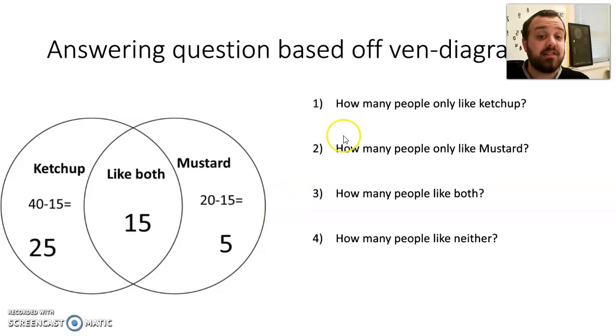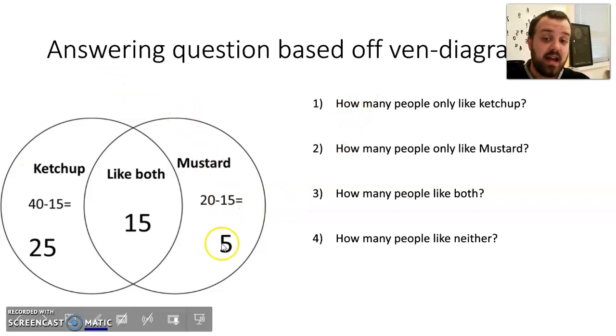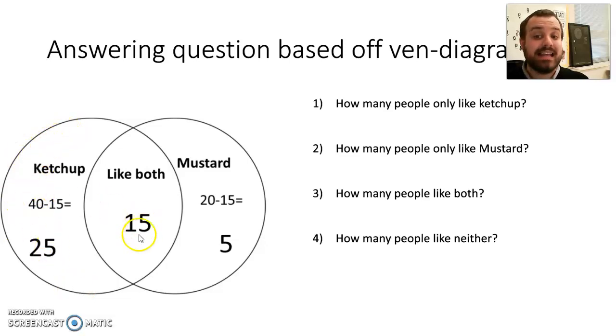And so then they're going to ask us, okay, well then, looking at your Venn diagram, how many people only like ketchup? So that would be the people in this circle over here, not in the both circle, because these people only like ketchup. That would be 25 people. How many people only like mustard? That would be this section over here. So 5 people only like mustard. Both is the middle, so that's going to be 15.